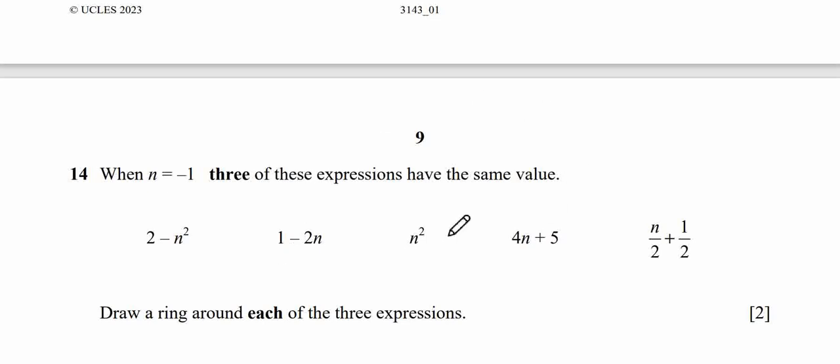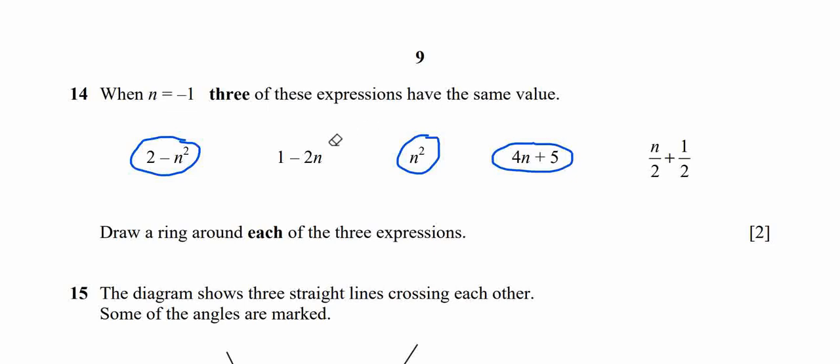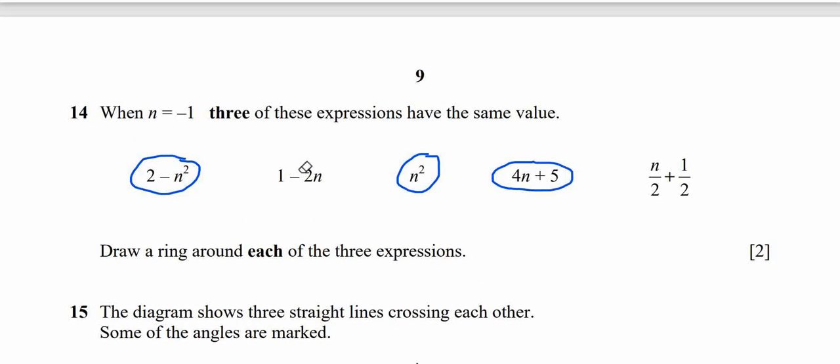So have you got your answer? If you haven't, you may pause this video. Let's open up the answer. So here's our answer. It's 2 minus n squared and 4n plus 5.